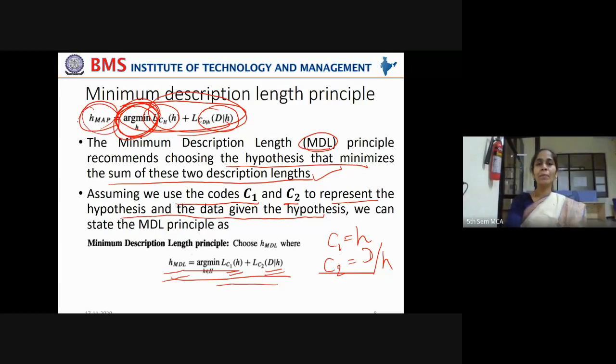So instead of H_MAP, you are using H_MDL because you are actually talking about a most probable hypothesis in the context of the minimum description length principle. Instead of H_MAP, we prefer writing H_MDL. Now this H_MDL is nothing but minimizing the length of description of H using the encoding technique C1 and minimizing the length of D given H using the encoding technique C2. Okay, that will give you the minimum description length hypothesis.